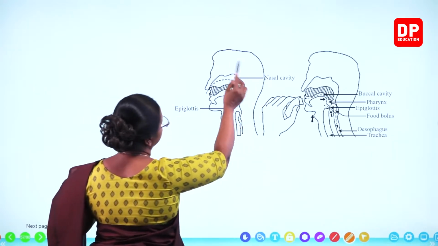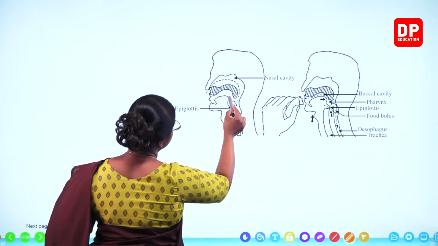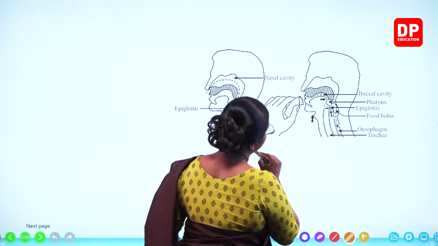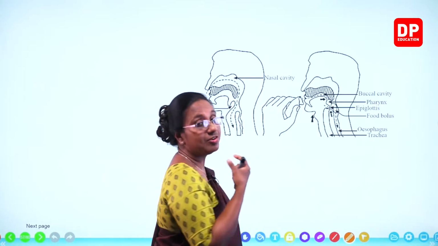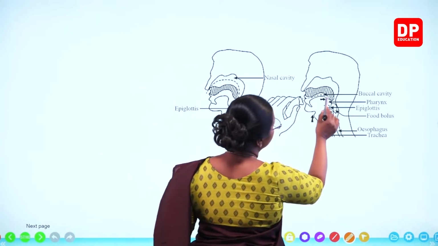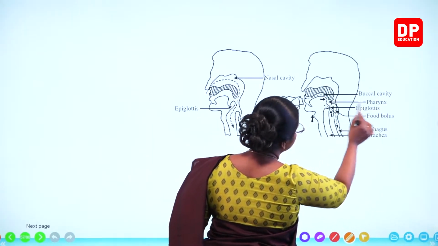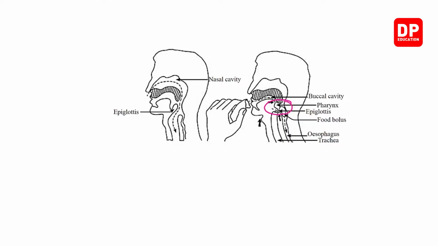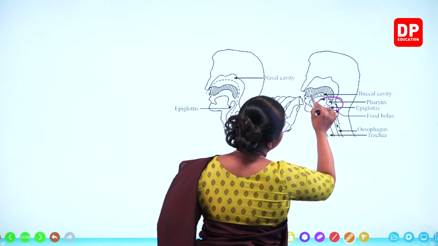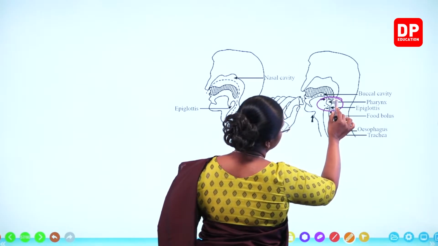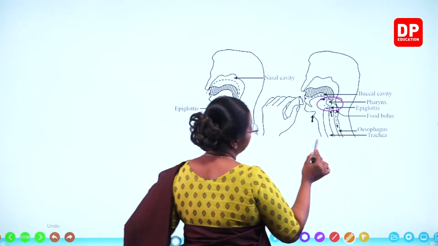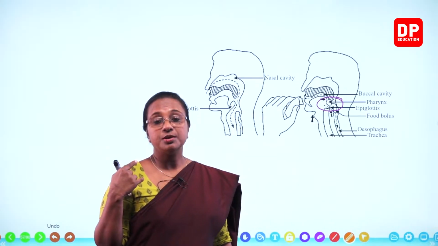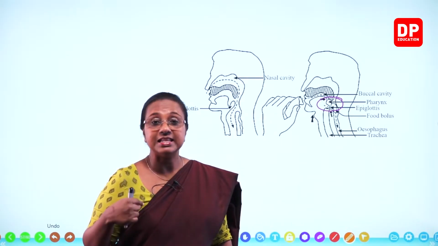Now if you take this diagram, here you can see, students, this is the mouth cavity. So here the epiglottis is marked. Normally we use the buccal cavity or the mouth cavity to eat. So when the food goes in there, then this part is the pharynx. After the pharynx, we have the esophagus, that is a tube-like structure. So we have the buccal cavity or the mouth cavity, then we have the pharynx and then the esophagus.